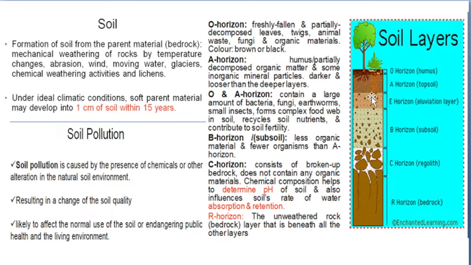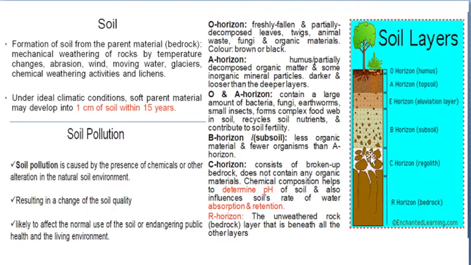Then below that is your A horizon, also known as topsoil. Below the A horizon you have the E horizon, meaning the eluviation layer. Then below that the B horizon, which is the subsoil. Then the C horizon, then the R horizon. See here how the soil is formed gradually. The R horizon is the parent layer of the soil, from which soil is formed. So these are your bedrocks.